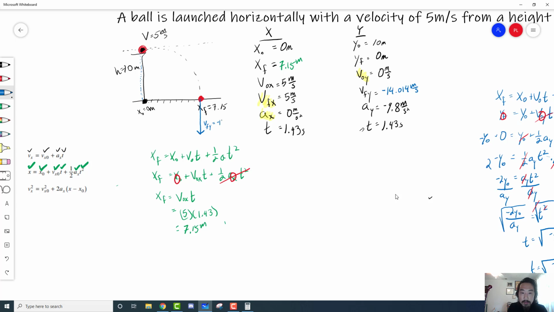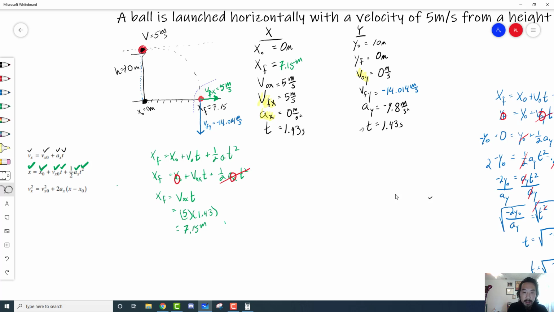v final y is negative 14.014 meters per second, and it also has a horizontal x velocity, like that. This horizontal x velocity is 5 meters per second. Let me write that as an f. So we have these two velocity vectors that describe what's happening with this object. As soon as it hits the ground, this object is moving forward at 5 meters per second, and it's moving downwards at 14.014 meters per second. That helps us describe the x and the y motions, but it doesn't tell us the overall motion. For that, we're going to use some fancy Pythagorean theorem stuff.